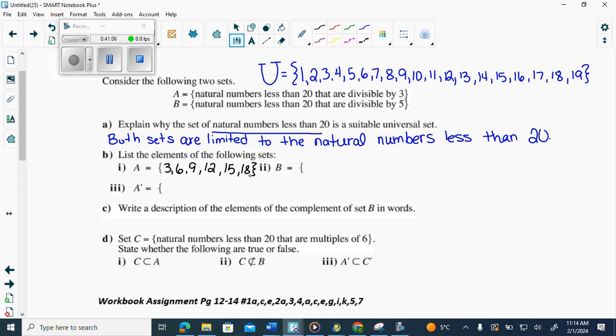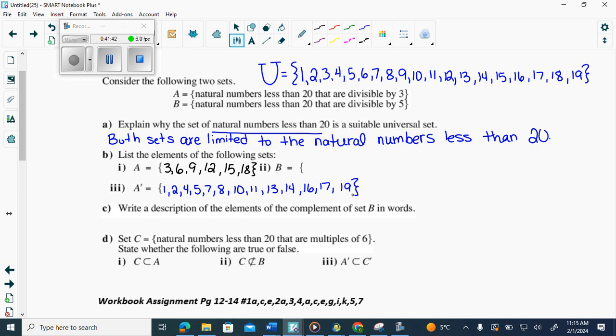3 is the complement of A. So what does the complement of A mean? It means I go to the universal set and I pick every number but the ones in A, correct? So I know it's a lot of numbers. I don't care. You need to write them. So we're not going to write 3, 6, 9, 12, 15, 18, but we're going to write every other number. So we're going to write 1, 2, not 3, 4, 5, not 6, 7, 8, not 9, 10, 11, not 12, 13, 14, not 15, 16, 17, not 18, and 19.